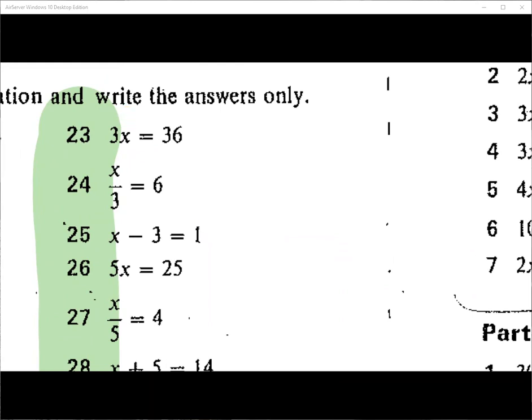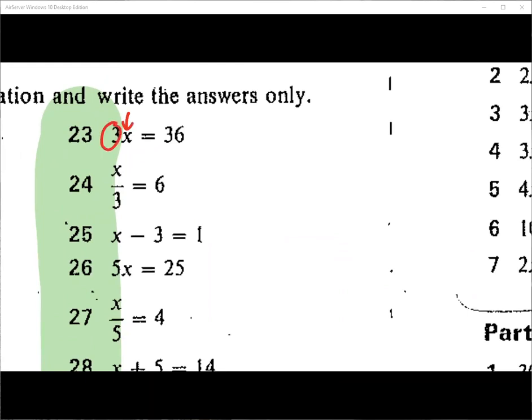So what's happening? Question number 23, you want to work out the value of x. x has been timesed by 3. What do we do with times by 3? You drag it all the way to the right, and then you find the opposite of times, which is divide. So you do 36 divided by 3, which is 12. Make sure you say it the right way around, because 36 has been divided by 3. If you did 3 divided by 36, you'd get 1/12.